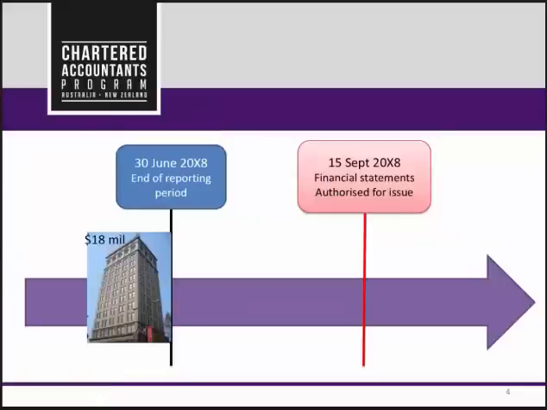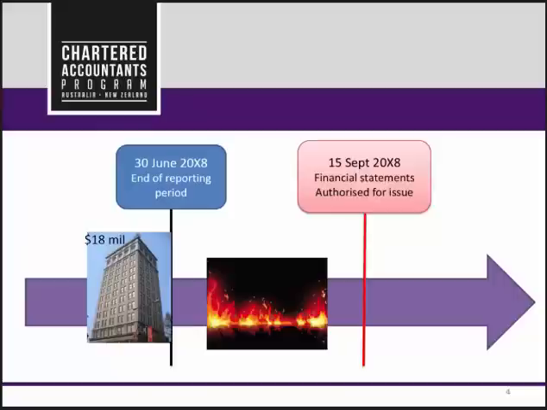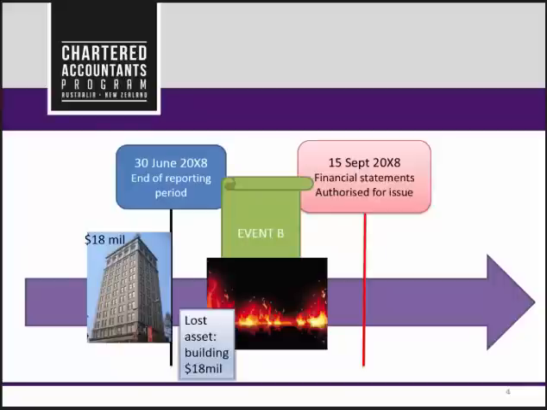Now let's look at event B. Event B is the same entity. Event B is a building on the balance sheet for $18 million, and our poor old entity is having a bad run and the building burns down on the 31st of July. The entity will receive $15 million in insurance payouts, but they've also lost that building that they had on their balance sheet.